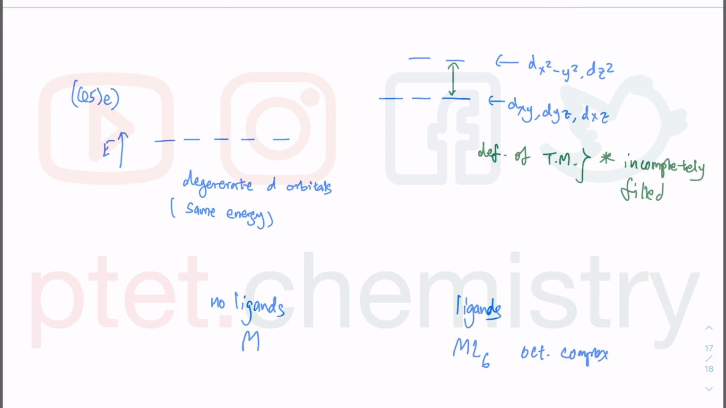And if you have an incompletely filled d subshell, that means you are bound to have at least one electron in the lower energy levels, and that electron can get promoted or excited to the higher energy levels. They can only do this if they absorb energy that corresponds to this energy gap. So delta E is equal to Planck constant times the frequency of the radiation.